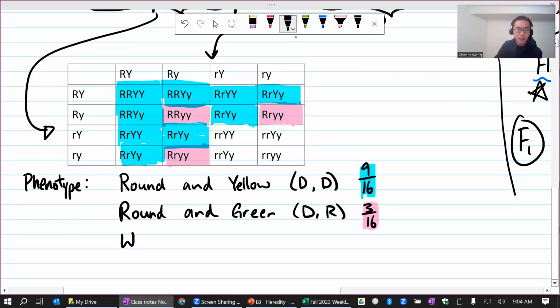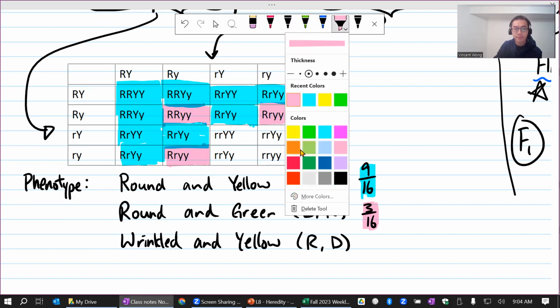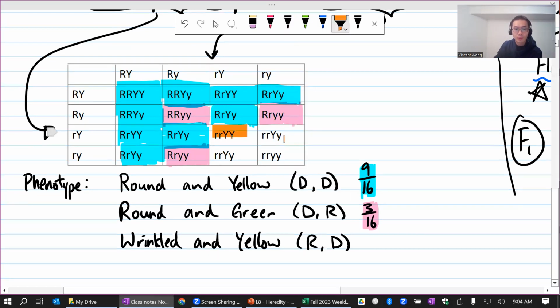Next, we're going to do wrinkled and yellow. Recessive and dominant. All right. So there's wrinkled and yellow, wrinkled yellow, wrinkled yellow. Three out of 16.